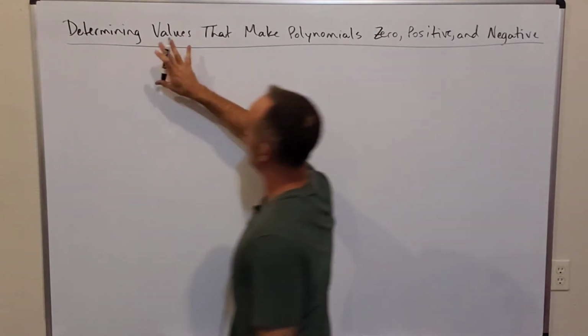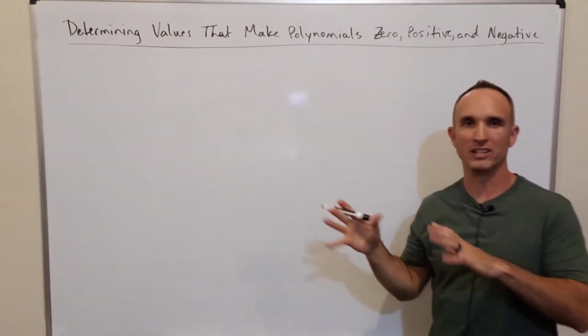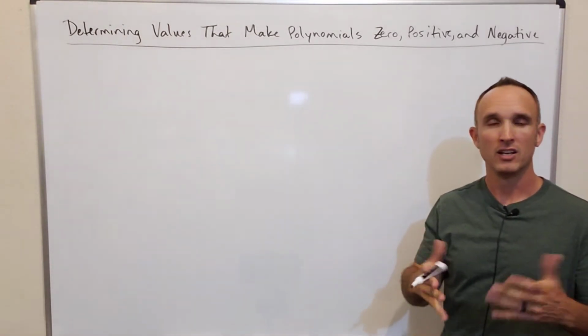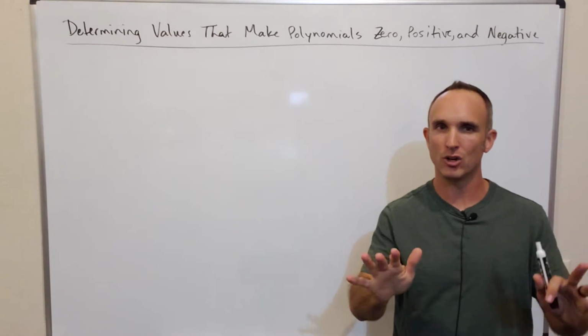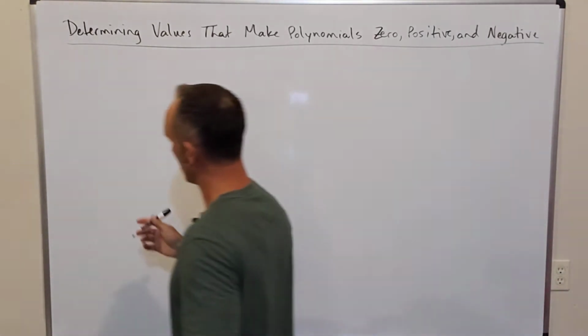And I'm going to refer to this process as building a number line sign chart. So I might call it a number line chart. I might call it a sign chart. It's all the same. It's a very visual representation here.